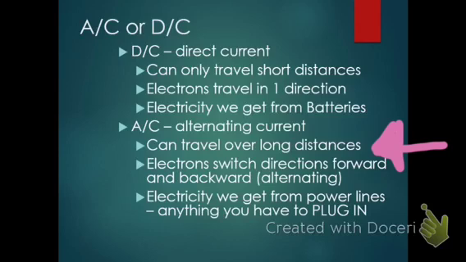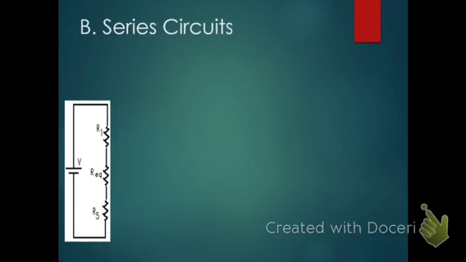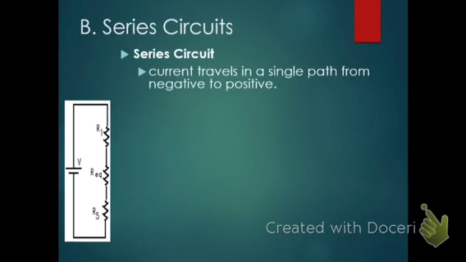So remember that direct current is electricity we get from batteries, and alternating current is anything that we plug in at home or at school. Okay? We're going to talk about series circuits first because they're the easiest. A series circuit is a current that travels in a single path from negative to positive.